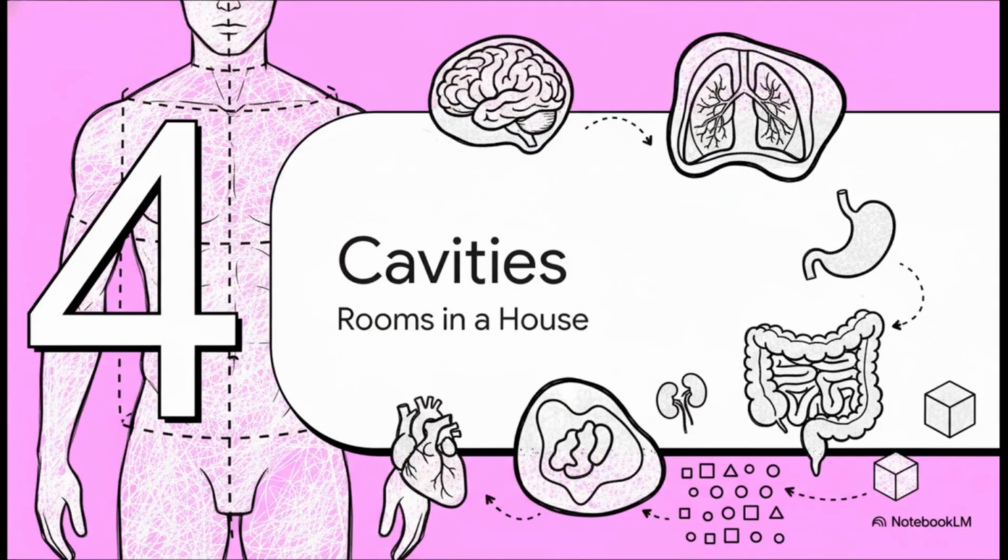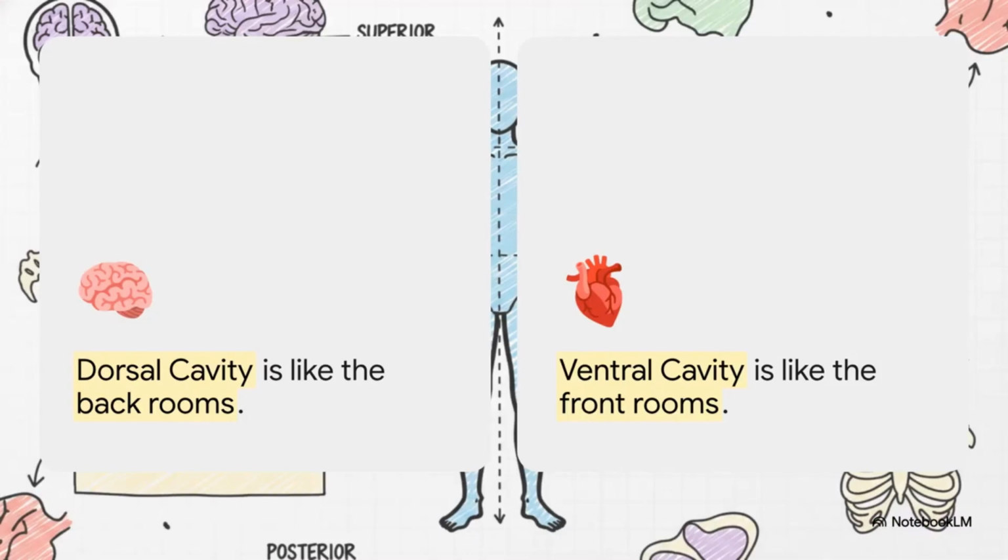All right, on to Section 4, cavities. It helps to think of body cavities exactly like rooms in a house. Houses have many different rooms to serve different purposes, right? Well, so does our body. We basically have two major wings to this house. First, the dorsal cavity, which you can think of as the back rooms. Second, the ventral cavity, which represents the much larger front rooms. These main cavities are basically safe spaces that house all of our vital, delicate organs and keep them protected.